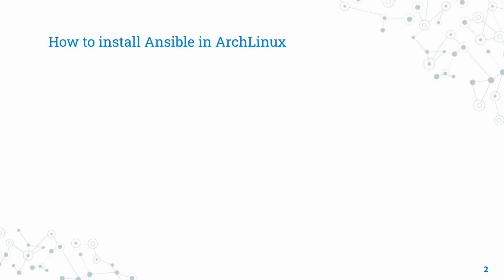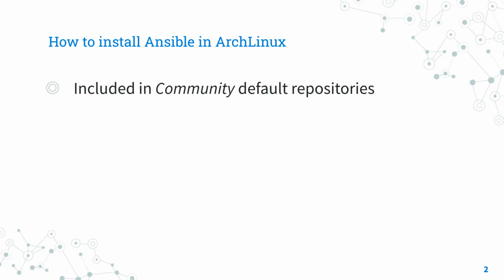How to install Ansible in Arch Linux. Today we are going to talk about how to install Ansible in Arch Linux. The good news is that Ansible is included in the default repository, so you could install it simply with your usual package manager, Pacman. You could expect the latest version of Ansible in the community repository. At the moment is available the latest version 5.0.